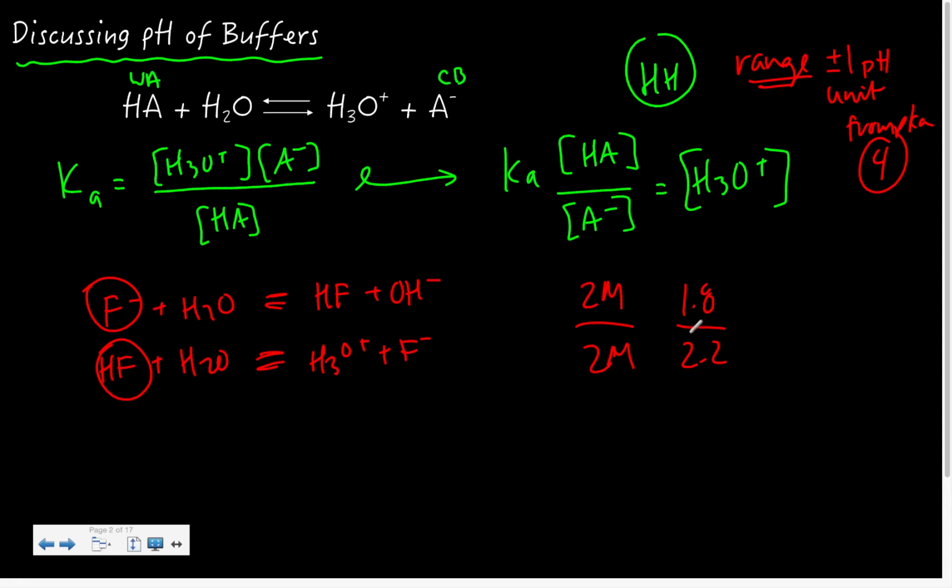And that's my buffer capacity, because if something is 2 molar of each species versus, for example, 0.2 molar of each species, there's simply less of each species to neutralize anything added. That makes sense? So that's where my buffer capacity is: how much of each species is actually present.